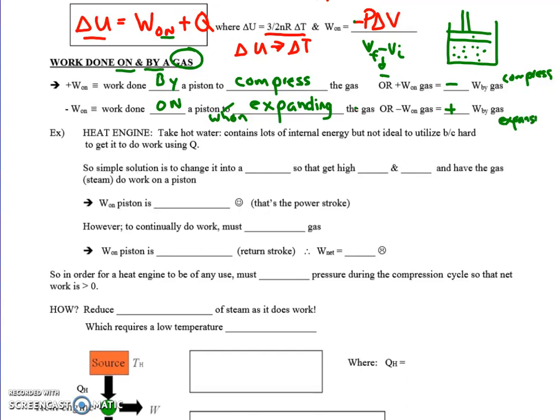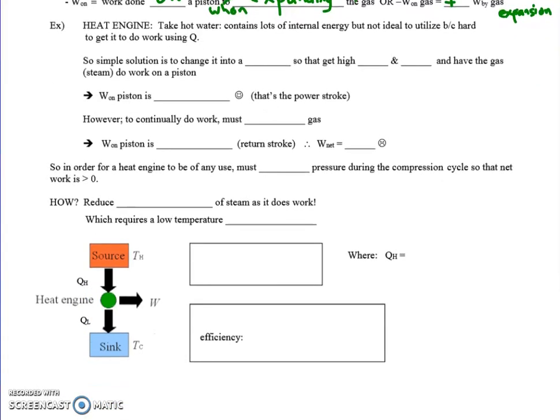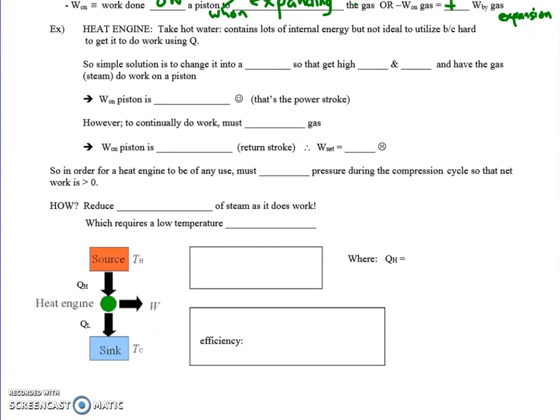Okay, so I know it may sound very confusing, and I probably haven't helped by changing the words here, but look this over and come in with any questions. So let's take an example, the heat engine. Let's try to apply this concept. All right, so the goal again of a heat engine is to extract energy from internal energy and get work output. Okay, so let's take something that might have a lot of internal energy, hot water. Lots of internal energy, but not ideal. Why? Because it's hard to get it to do work.